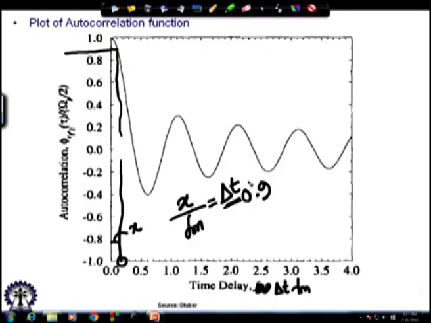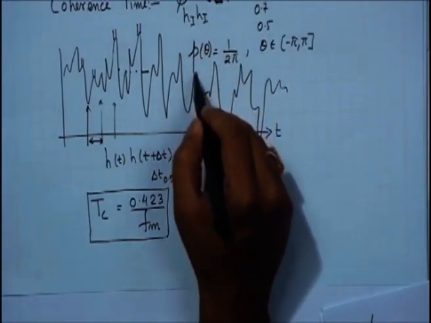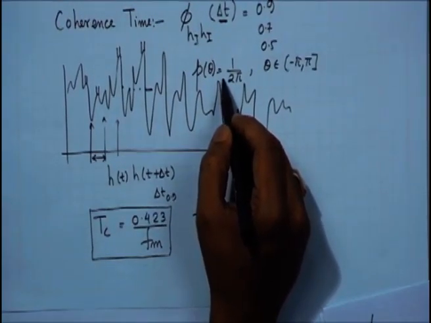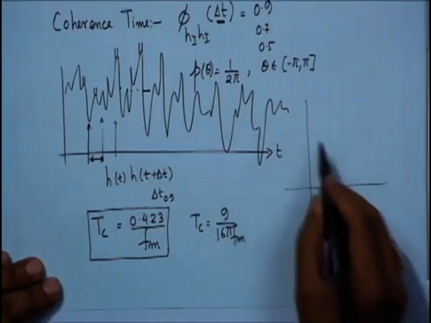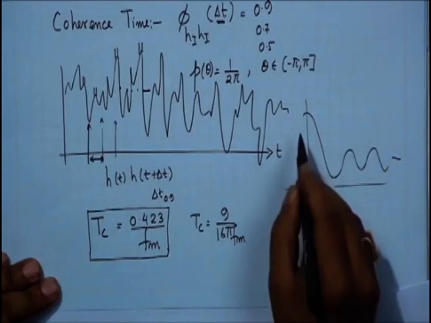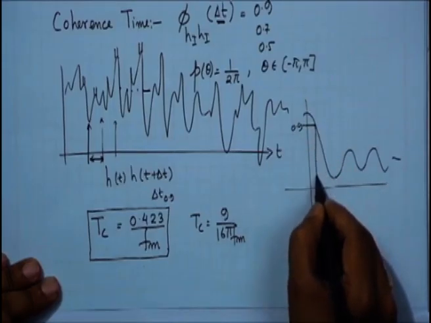For any other distribution, that means instead of taking p theta equals 1 by 2 pi as we have in this particular expression, if we do something else, in that case the curve would be different. In that case we will not get this Bessel function, it will be something else. And if we are looking at 0.9 coherence, we have to read off this 0.9, read this x axis.